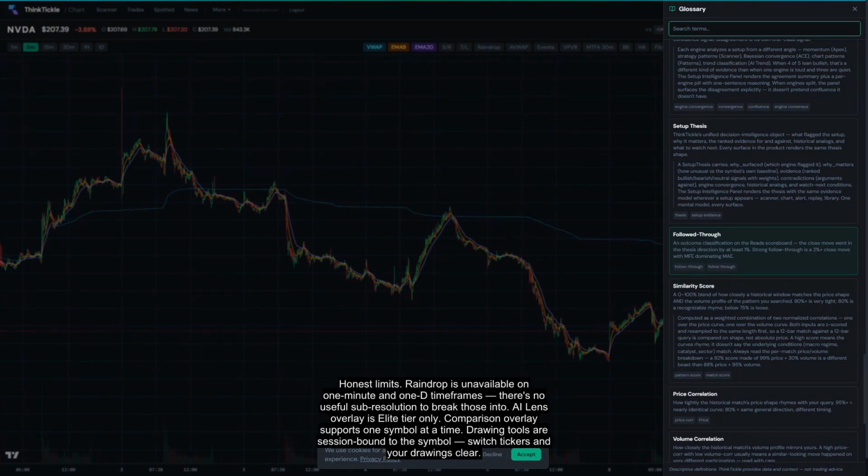Honest limits. Raindrop is unavailable on 1 minute and 1D timeframes. There's no useful sub-resolution to break those into. AI Lens Overlay is elite tier only. Comparison Overlay supports one symbol at a time. Drawing tools are session-bound to the symbol, switch tickers and your drawings clear.